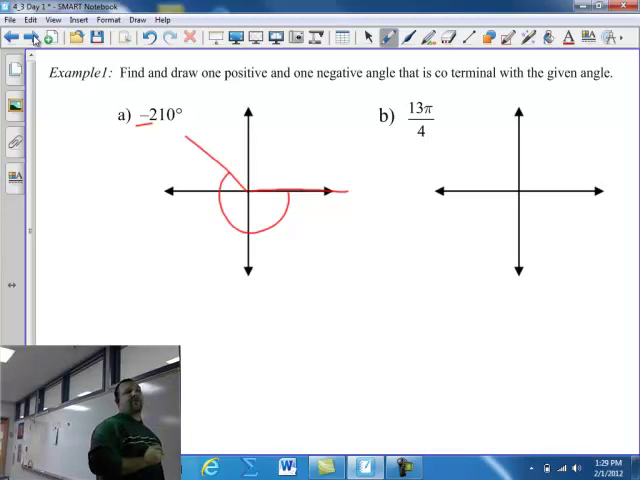Yes. So that is negative 210 degrees. Okay, so let's just label that. It's right there, but that's good enough. All right, different color here.